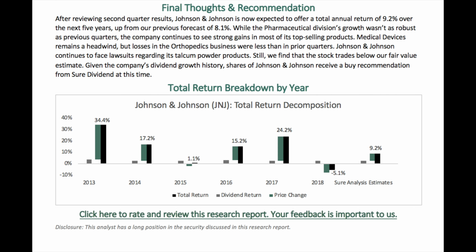The last written portion of each Sure Analysis report is titled Final Thoughts and Recommendation. In this section, we summarize the findings of the research report and give an actionable buy, sell, or hold recommendation for the security in question. After this recommendation, we include a chart that maps out the stock's realized total returns over the past 5 years.